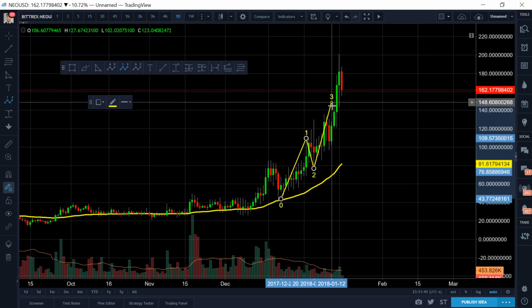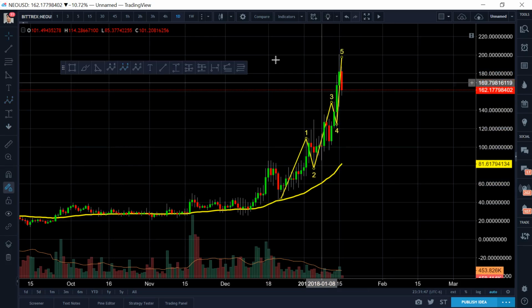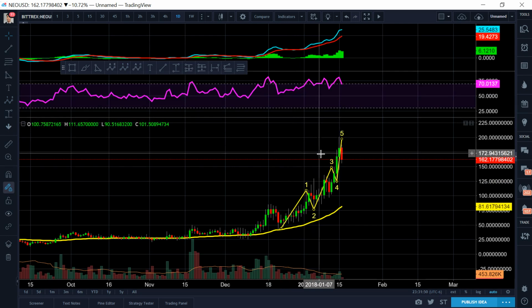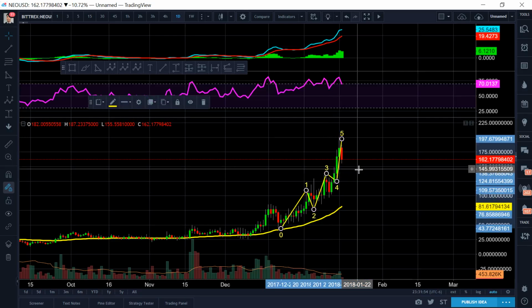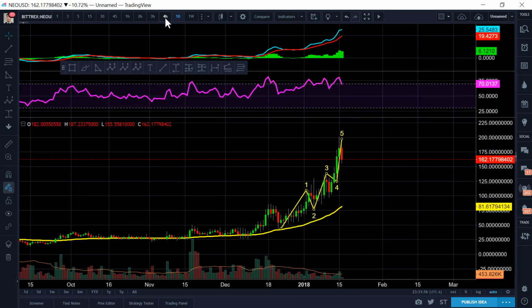I'm guessing there's a 3 up there and 4. Just like that, right? Okay, it lines up perfectly with the spikes. Maybe this is 3. Like that, up here.